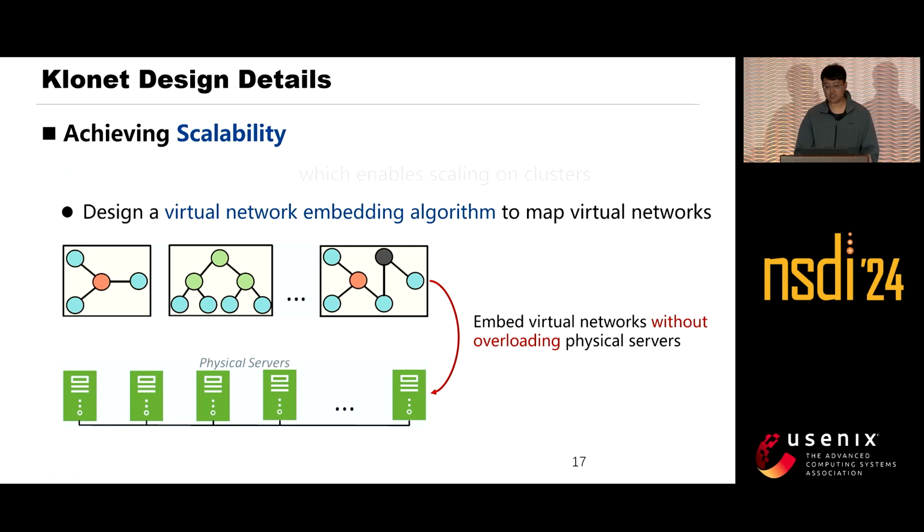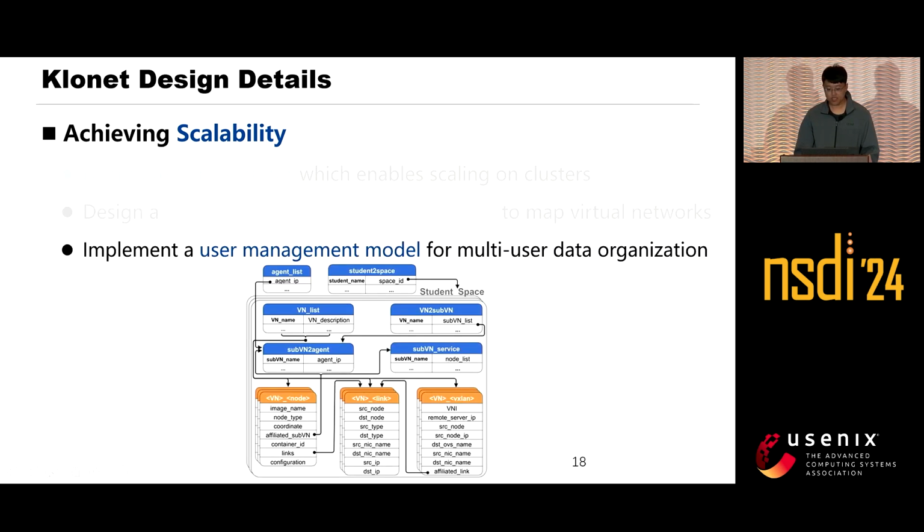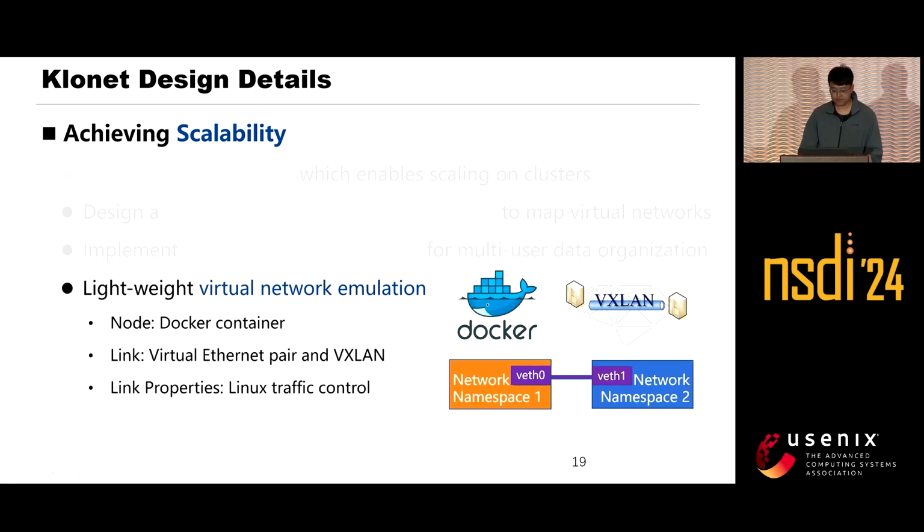To tackle this problem, Klonet designs a heuristic virtual network mapping algorithm to deploy as many virtual networks as possible without overloading servers. As a shared platform, Klonet should be able to organize multi-user and multi-experiment data. To achieve this, Klonet implements a user-managed model based on the Redis database.